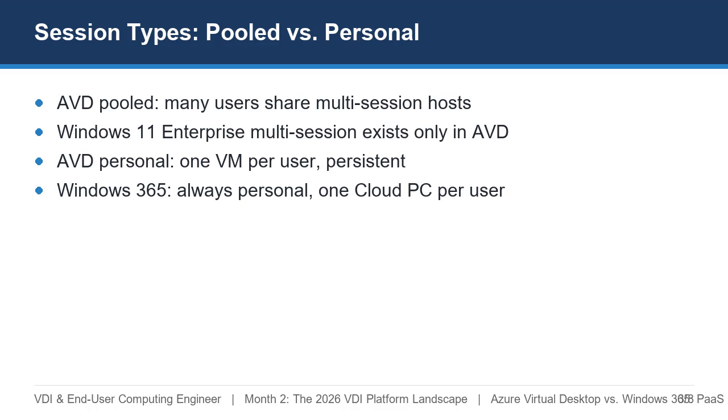AVD supports pooled host pools where many users share multi-session hosts running Windows 11 Enterprise Multi-Session, an operating system edition that exists nowhere outside AVD. AVD also supports personal host pools, one VM permanently assigned to one user. Windows 365 only ever offers a personal model, one cloud PC per user, persistent, with full state retained. There is no general pooled multi-session Windows 365 desktop.